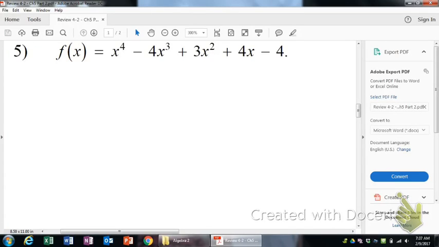So here we are at number 5. We're still looking for all the zeros. So in order to look for the zeros of this equation, what I realize is I can't factor it because I don't know how to factor 5 terms.